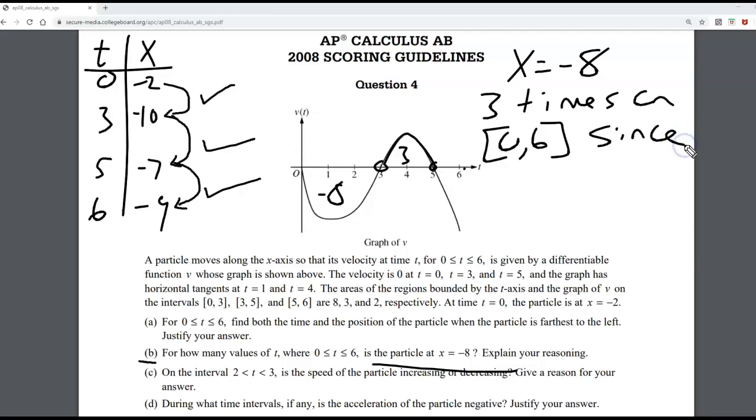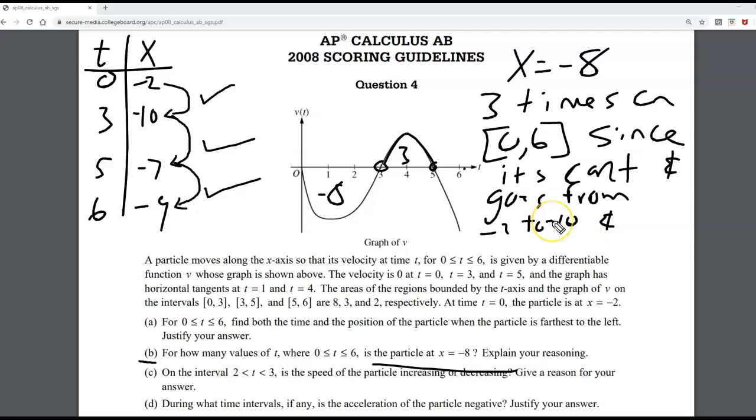Since it's continuous and goes from -2 to -10. I did not write that well. Let me back up. -2 to -10. And -10 to -7. And -7 to -9. So for each interval, it crosses -8.